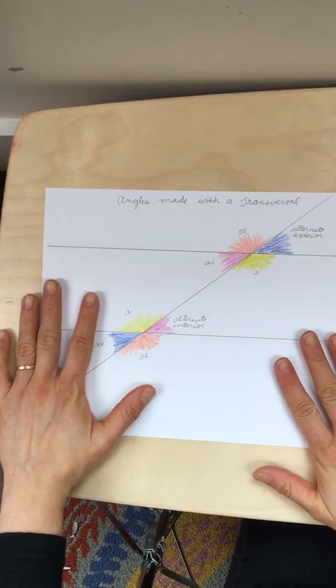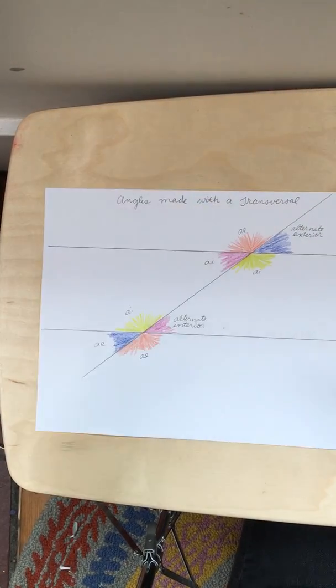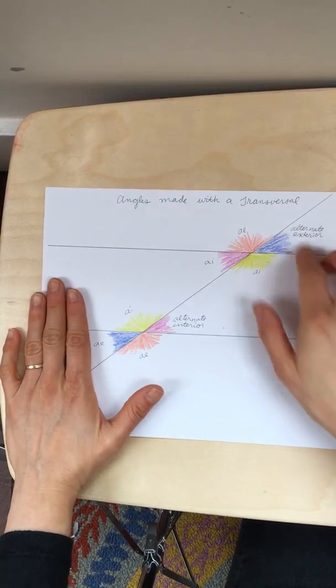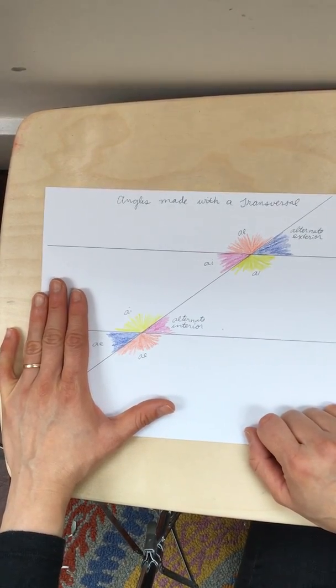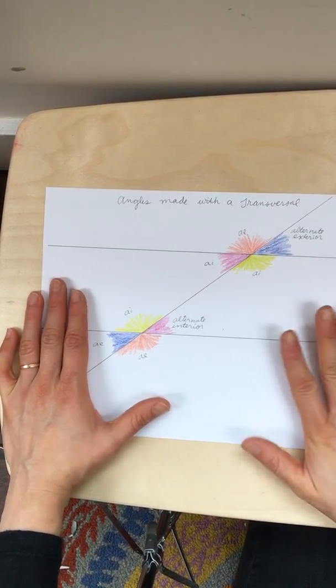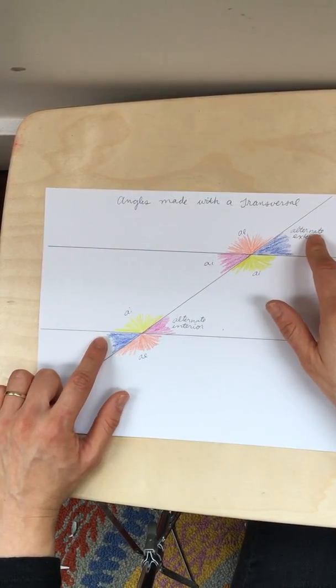Now, if you want to stop here and you want to get your white paper, your colored pencils, and get going, you can find your alternate interior and exterior angle pairs, color them in, make a pretty design. Just make sure that your partners have the same color.